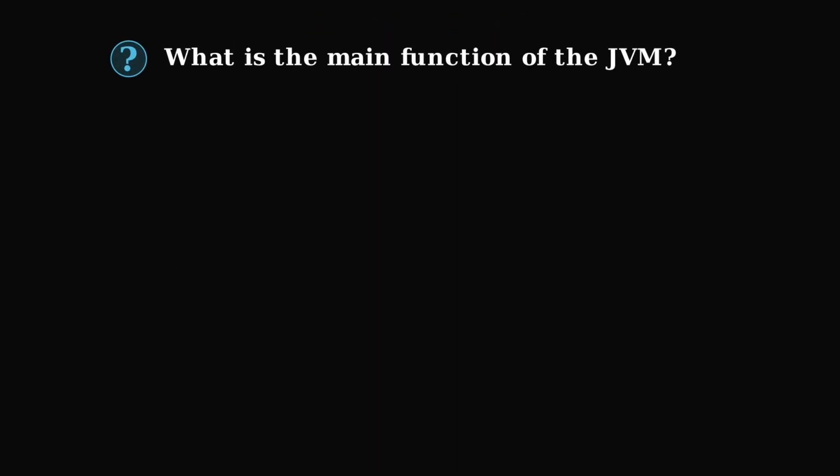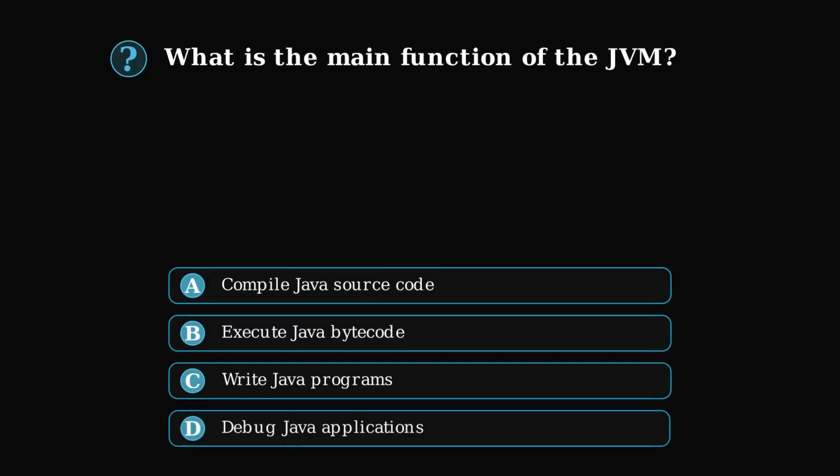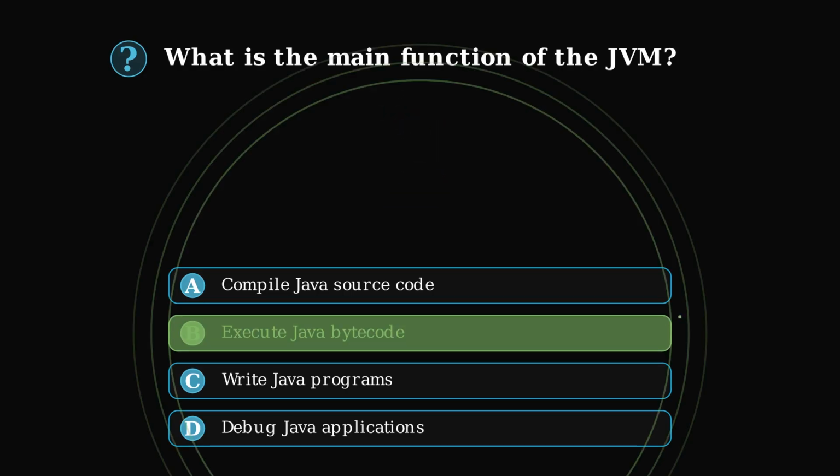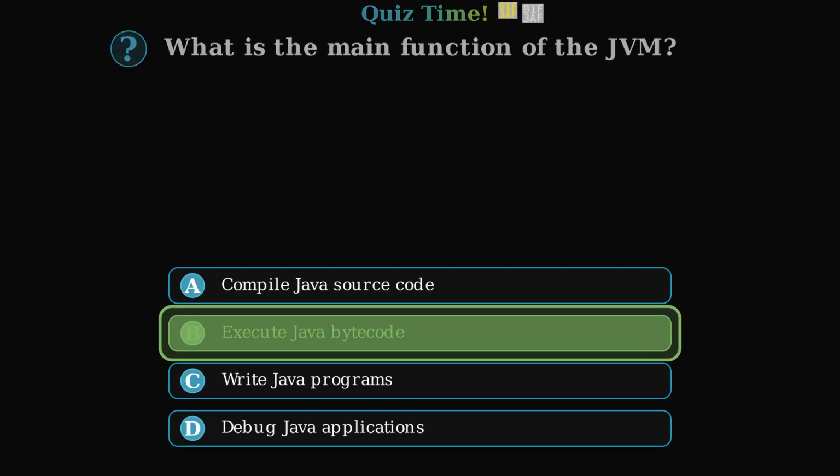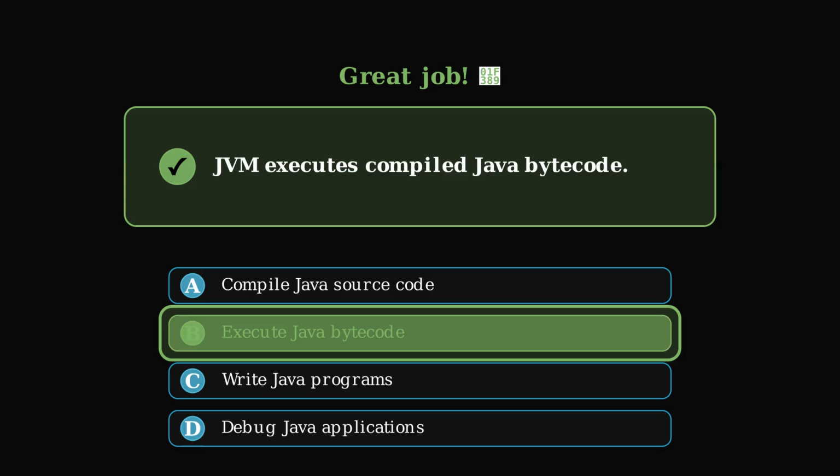What is the main function of the JVM? Which one is correct? The correct answer is JVM executes compiled Java bytecode.